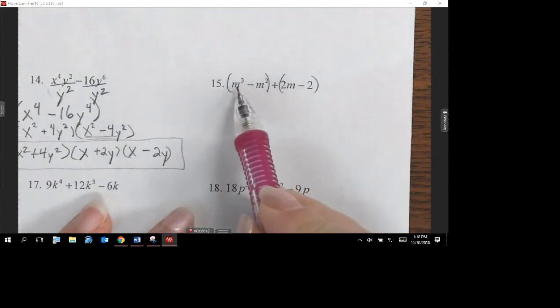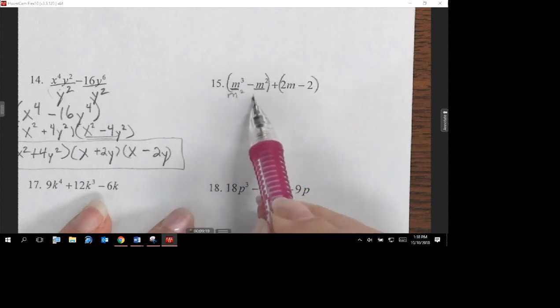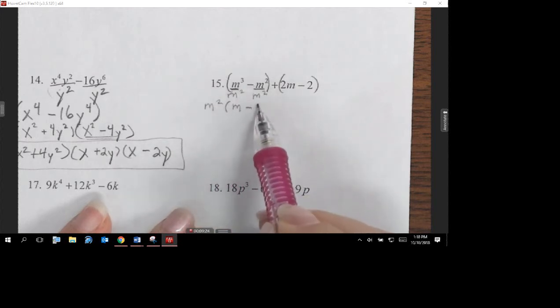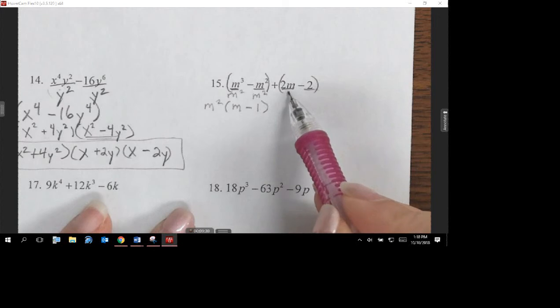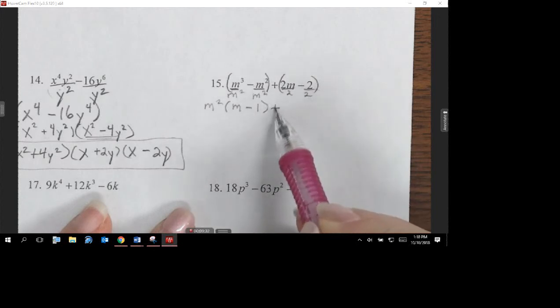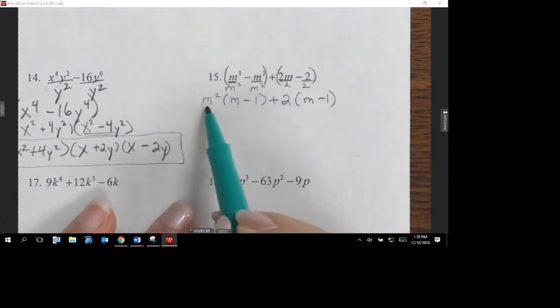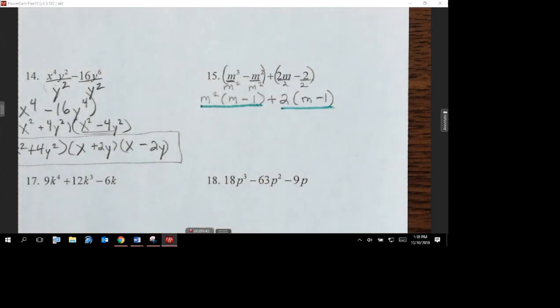What factors out of m to the 3rd minus m to the 2nd? M to the 2nd. Or m squared. That leaves me at the m minus 1. What factors out of 2m and 2? M minus 1. Then I have 2 new groups to look at. In these 2 new groups, is there a GCF? Is there something the same? M minus 1.